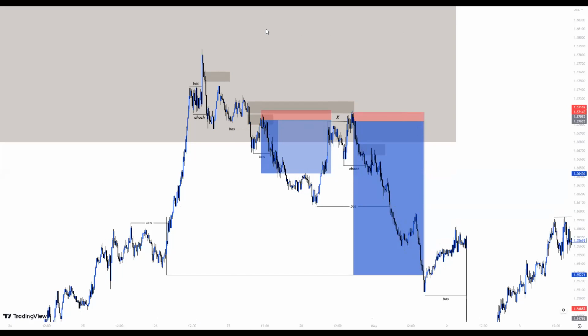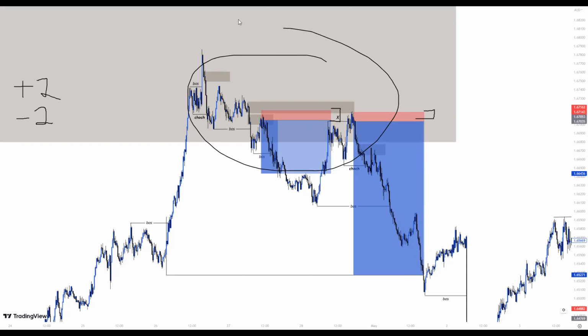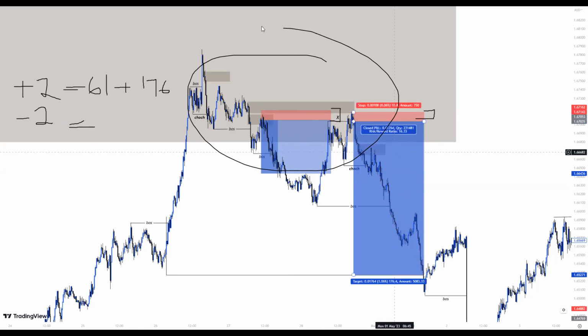Let's say I lost this somewhere in between here, right? So I won 2 and I lost 2, right? And the 2 that I won is 61 pips and 176. So it's 61 pips plus 176. And the 2 I lost, let's just say I lost the same number again, 11 pips and 11, right? So it's going to be 22.